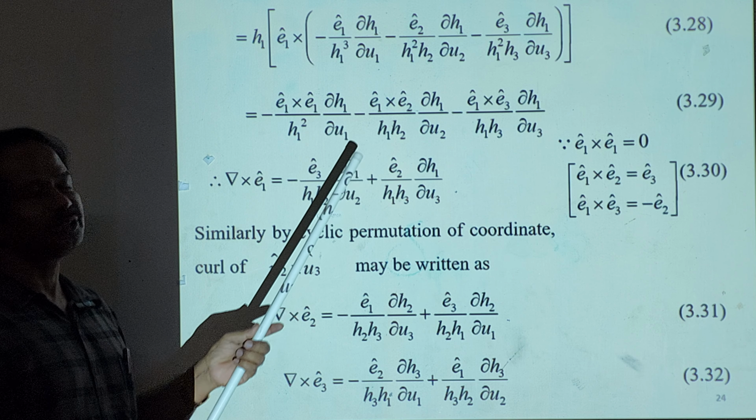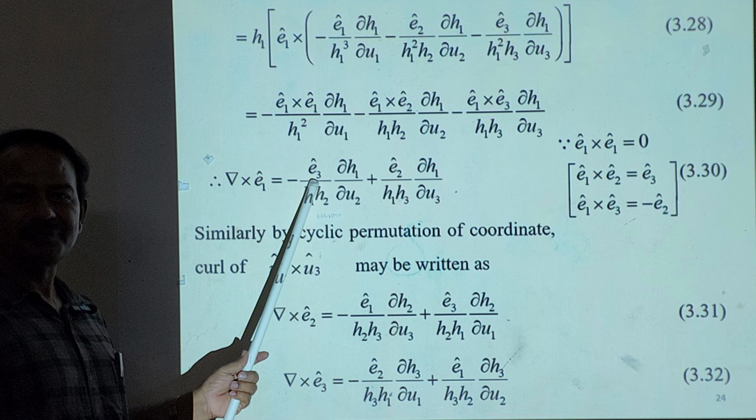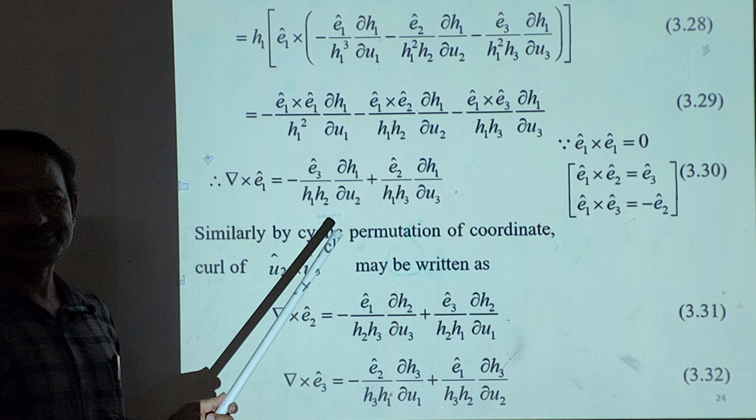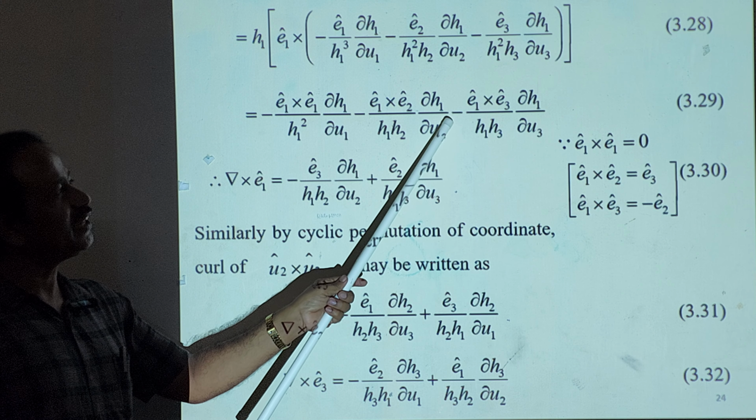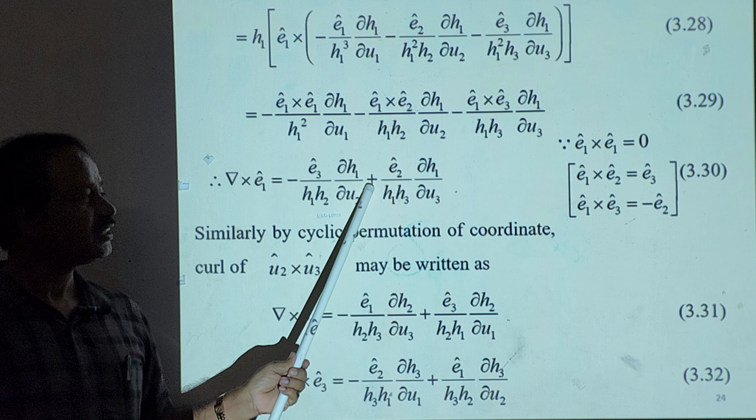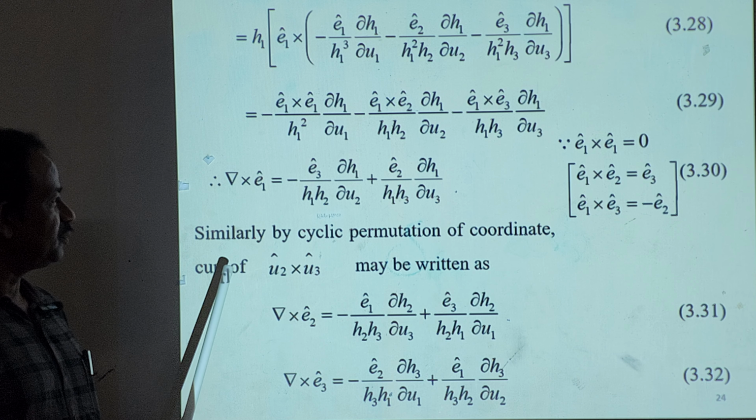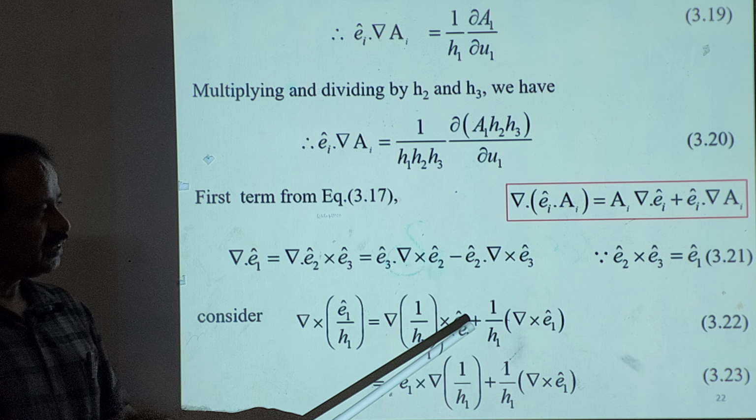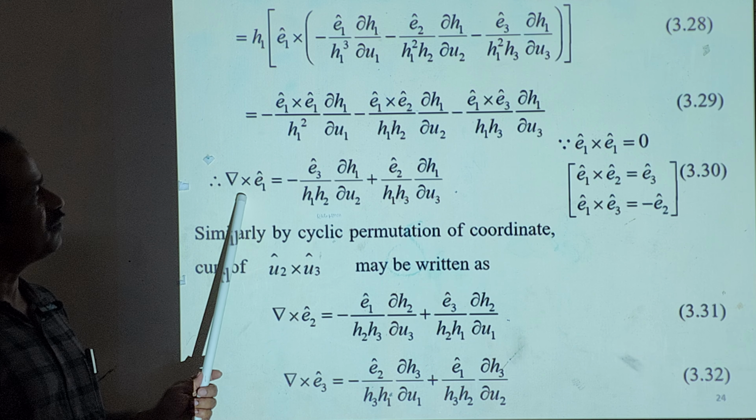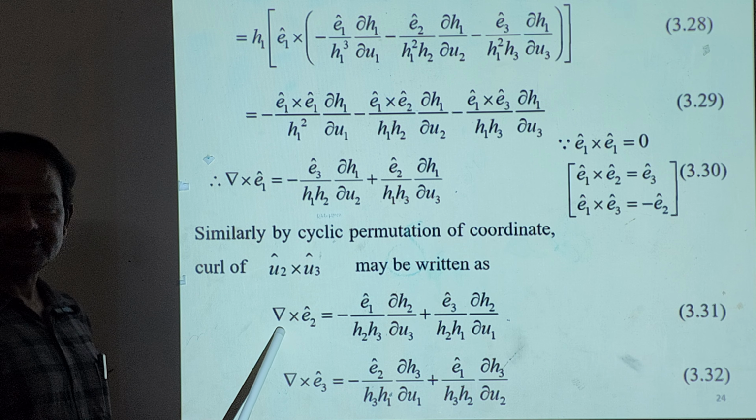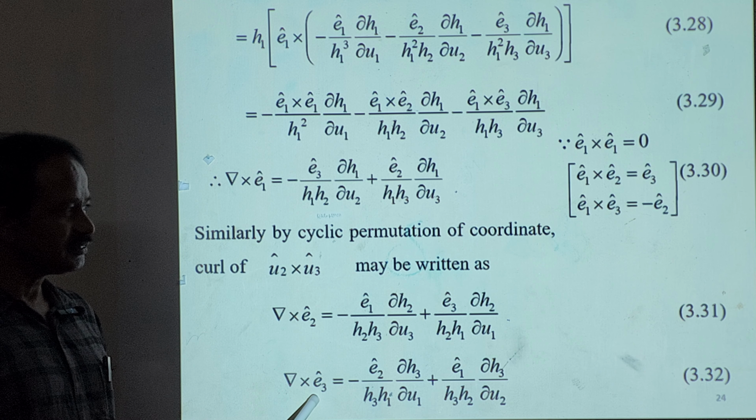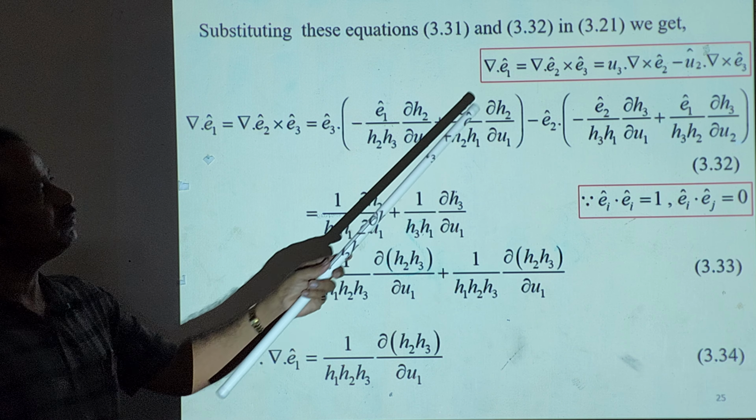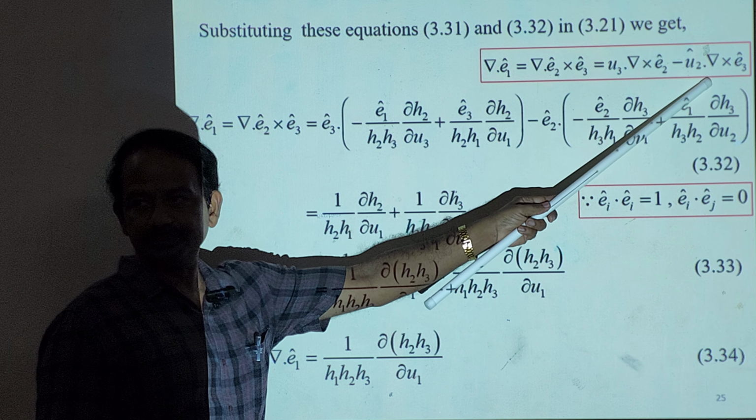What about E1 cross E2? Cyclic permutation, which is nothing but E3. E1 cross E3 gives minus E2, which is what I asked last time. One minus is there, so this becomes plus. So we have found out del cross E1. Can you remember? We have considered this and found out del cross E1. Similarly, you can get the expression for del cross E2 and del cross E3. You can substitute all the three in equation 3.21. So we have del dot E1 which is given by this.